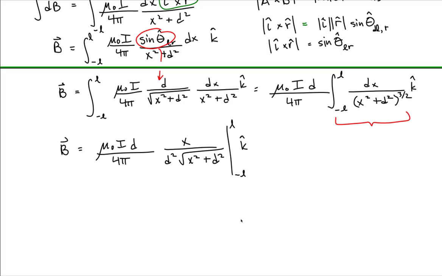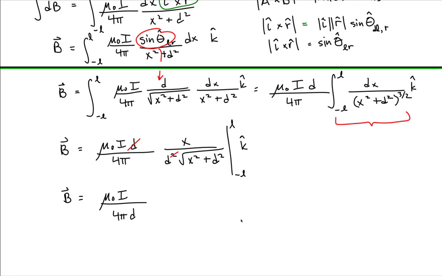So now let's go ahead and evaluate the endpoints of this integral. We have the magnetic field is mu naught I d over 4 pi. Oh, look at this. A d in the numerator cancels with the d in the denominator. So I could just simplify this down. So we have mu naught I over 4 pi d.